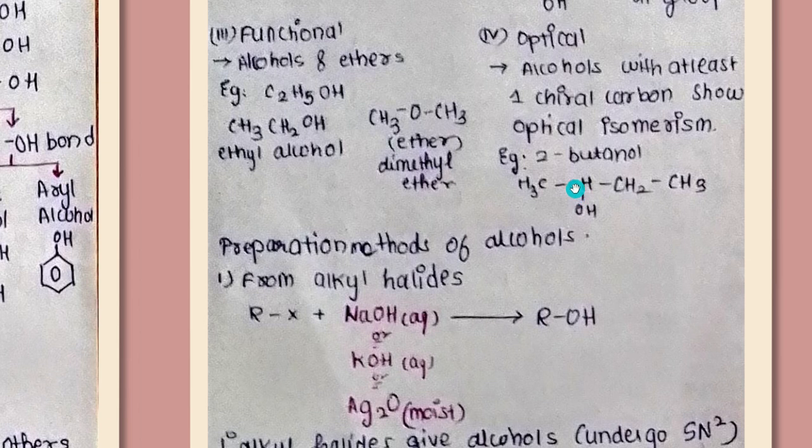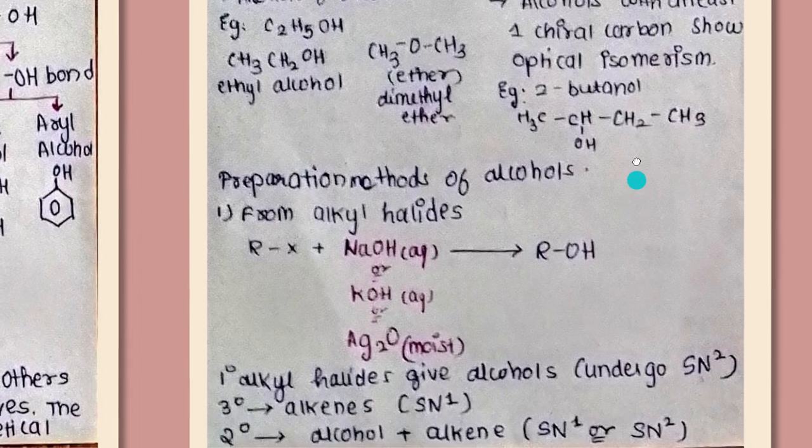Now here, this carbon atom, on its left side it has a CH3 group, right? On its right side it has CH2CH3, that is the ethyl group, and up it has a hydrogen, right? This hydrogen I can write up as well. Up it has a hydrogen group and down it has an OH group. So all four groups are different, and thus this carbon is called the chiral carbon atom.